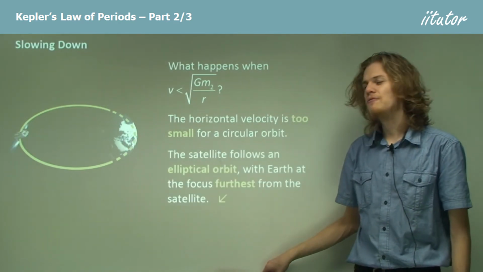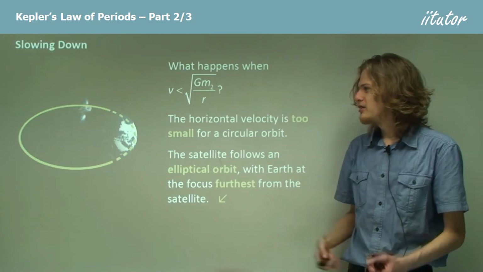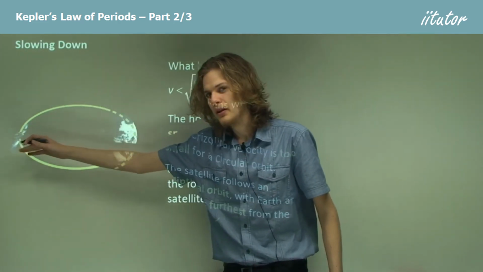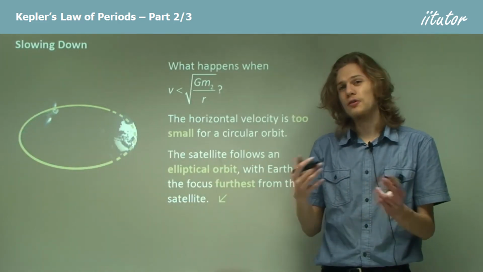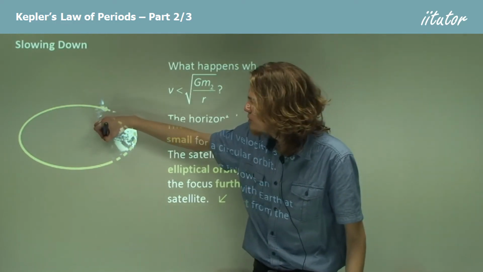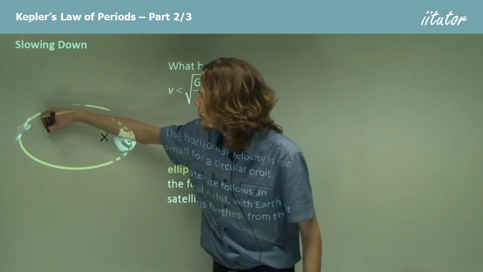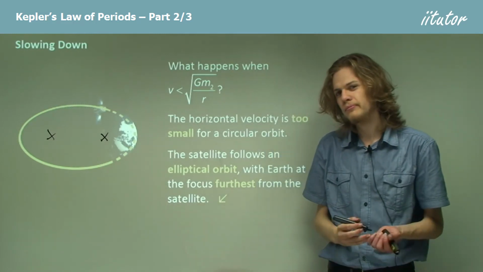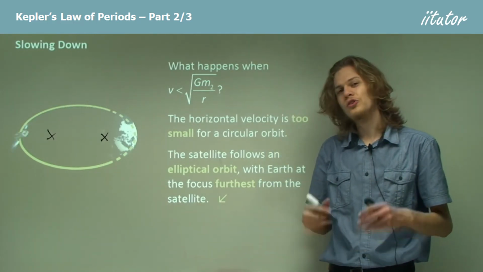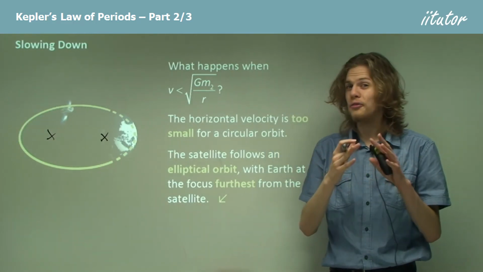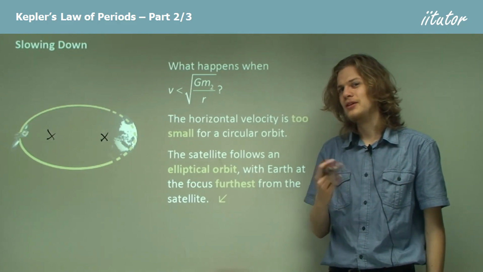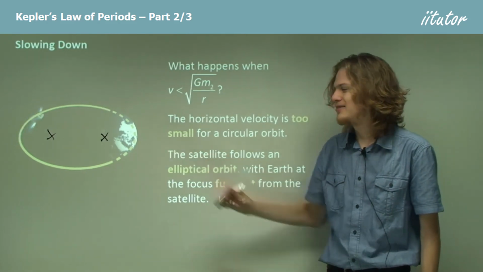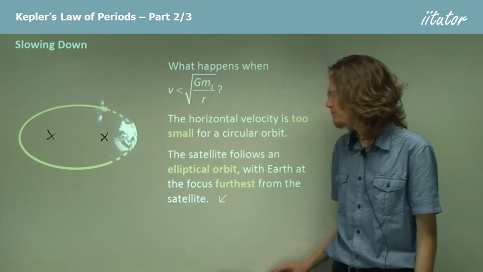And so once again, we have an elliptical orbit, except if we slow down at this end, then it means that the focus at which the Earth is at will be furthest away from us, instead of the focus closer to us. However, we'll still be following an elliptical orbit with the Earth at one focus. It'll just be a different focus, and that, as you can see, will make all the difference.